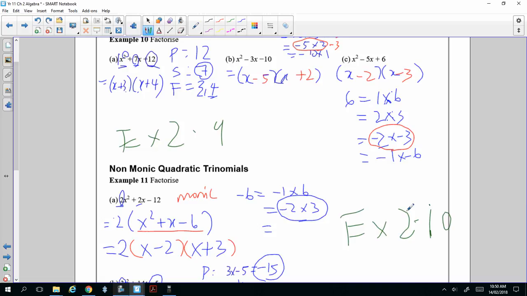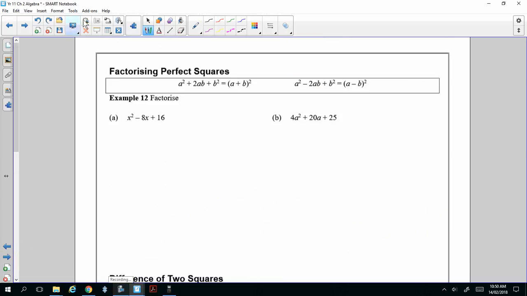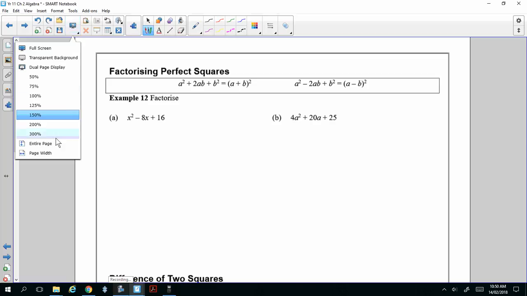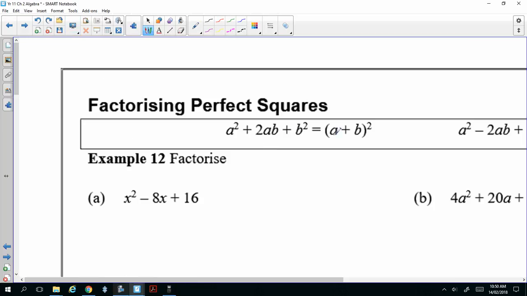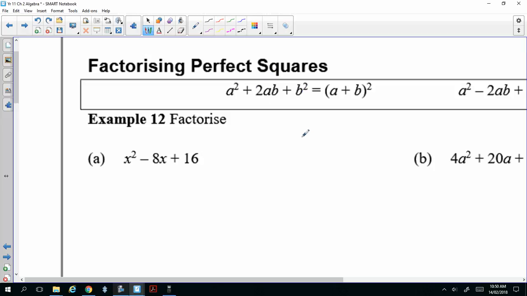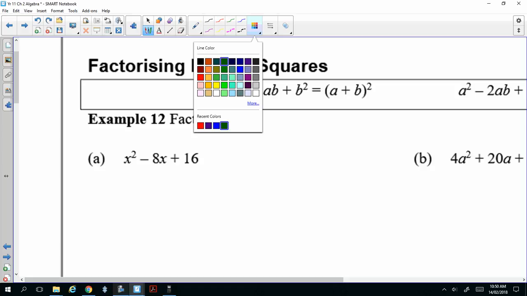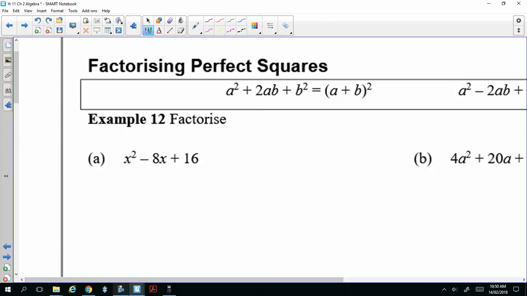There's more factorizing. There's factorizing perfect squares. Hopefully you remember how to expand these. We're now going to go reverse, going backwards. Starting from the perfect square. Now note the structure. Note the structure. The structure is a square plus b square, and you have a middle term 2ab.